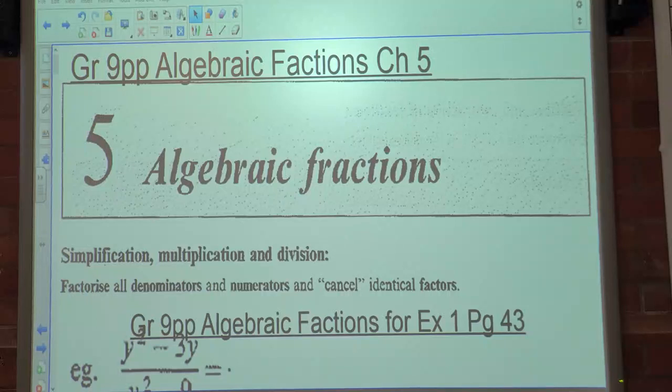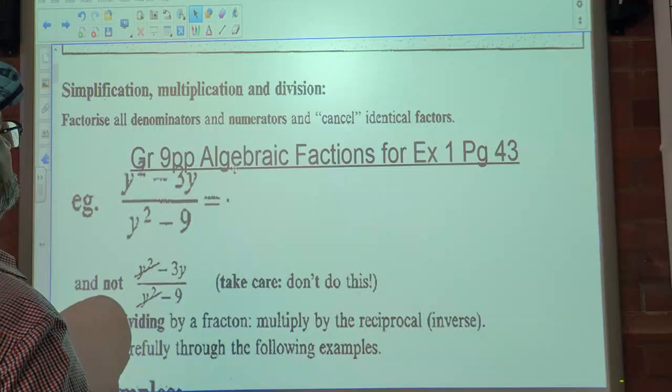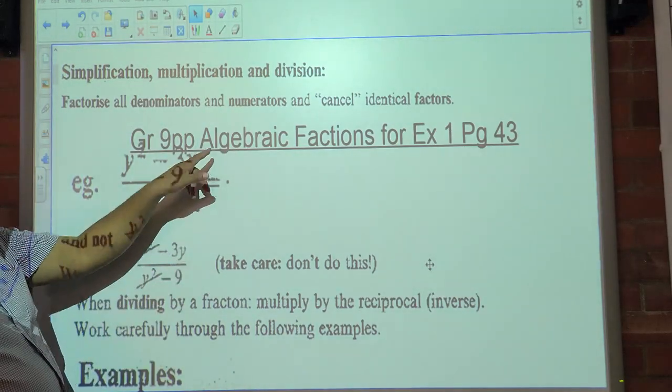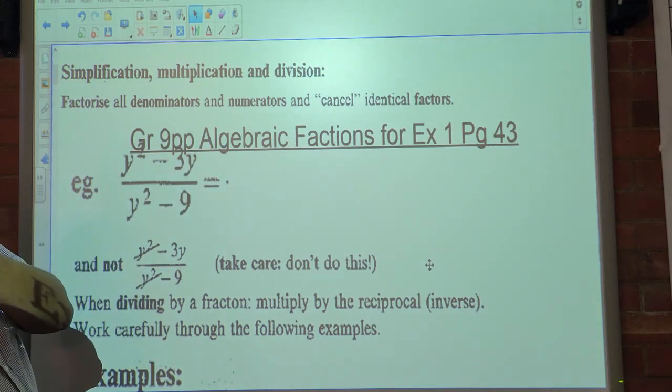Good morning, class. So today we're looking at algebraic fractions, which is chapter 5. At this point we made the note: simplification, multiplication and division. Factorize all denominators and numerators and cancel identical factors. Okay?